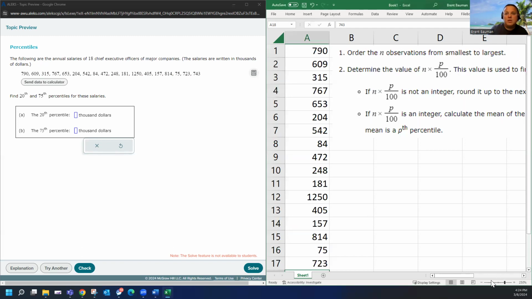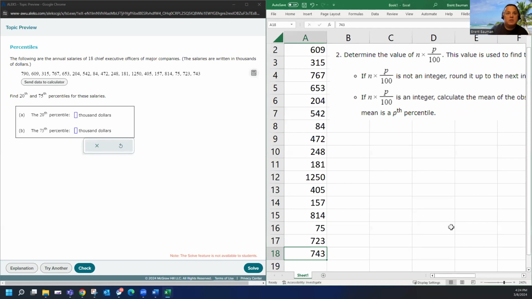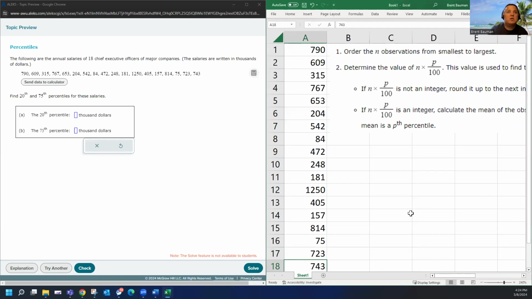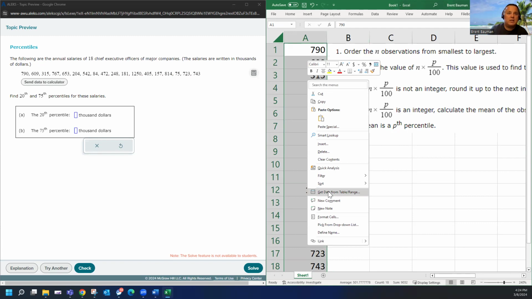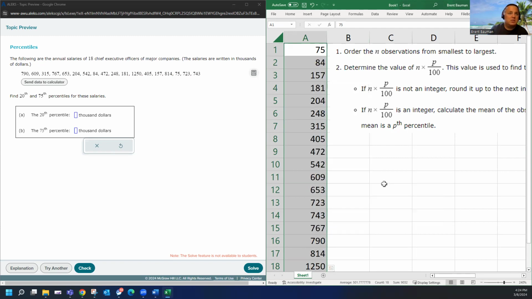Okay, so we have our values in. Minimize this a little bit so we can see all of them. The first step that we need to do is put them in order. So I'm going to highlight them all, right click on it and click sort. And we want from smallest to largest. So let's let Excel do that for us. That was easy to do there.